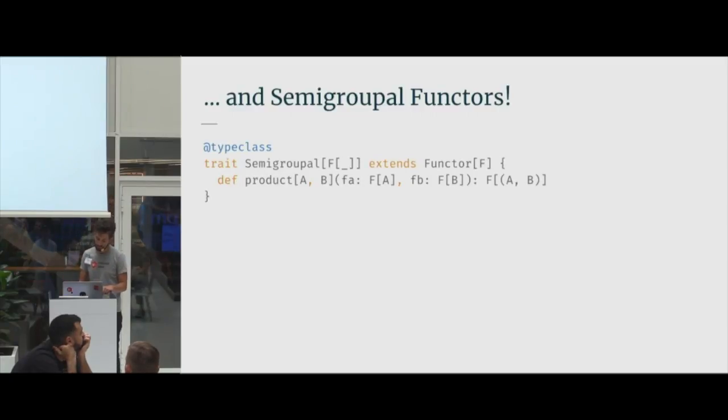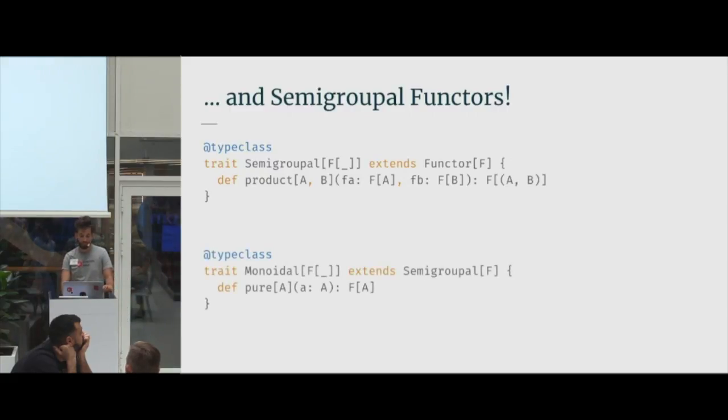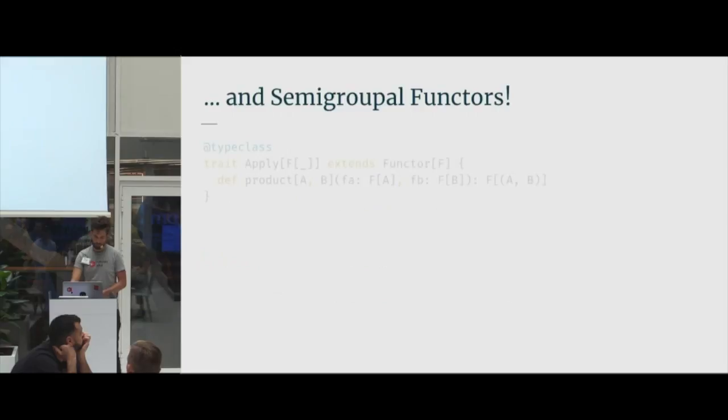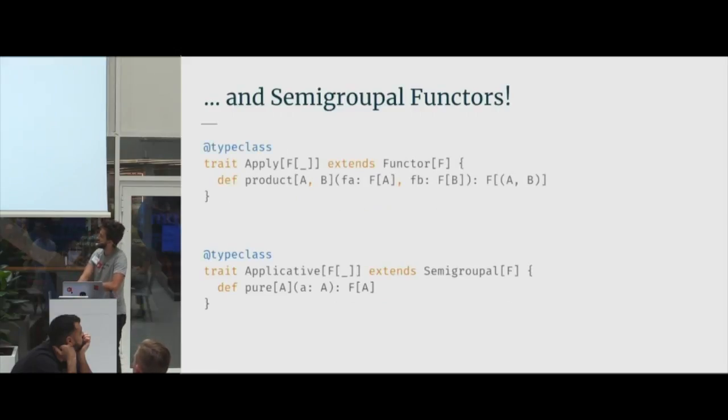So this is just a thing that extends functor and has this product function. And then monoidal just extends semigroupal. Of course, because these are not their real names, these are actually apply and applicative. And what we can do is that if we have a non-empty list, for example, we always use this applicative to traverse over things.